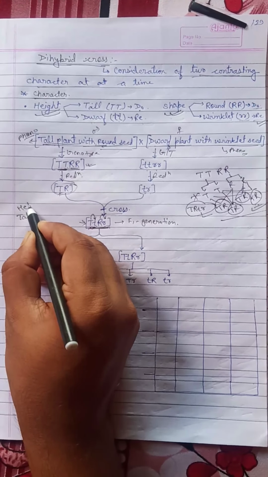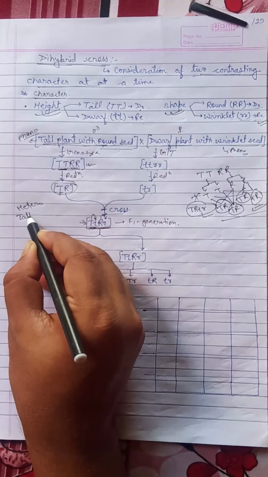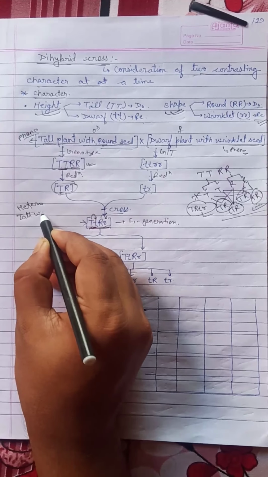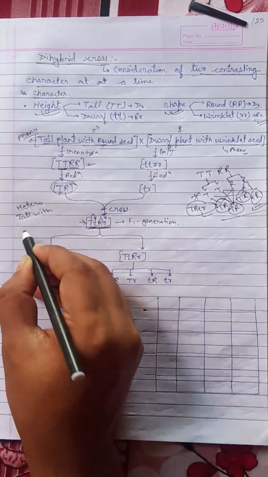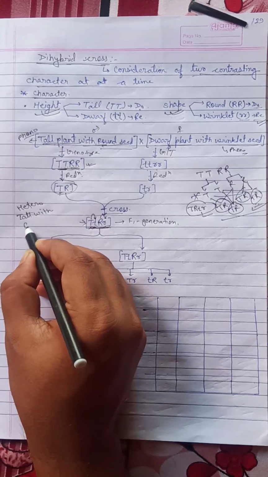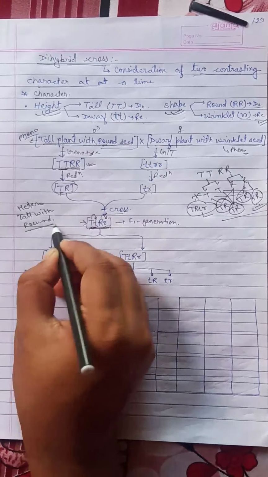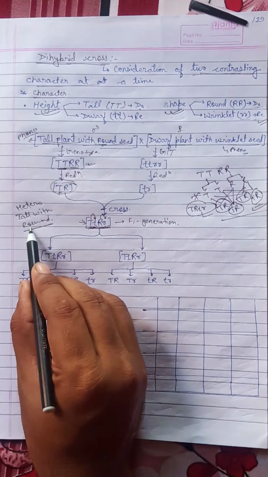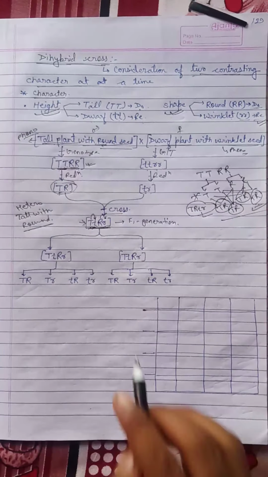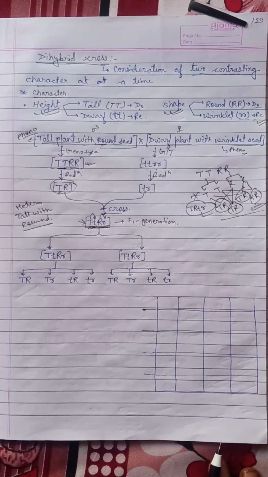That means the phenotype for this cross will be, we can write here, hetero tall with hetero round or round seed. Is it okay now? That is the phenotype for this genotypic representation. Is it clear now, my dear?